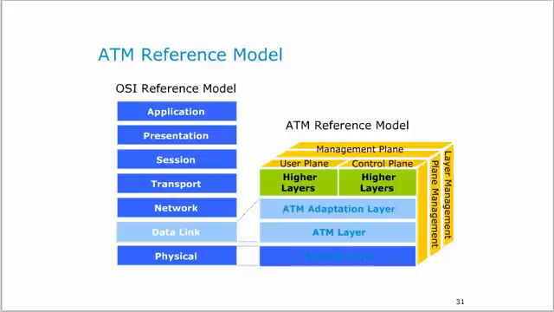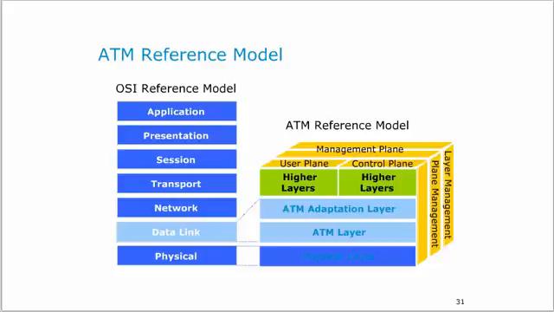AAL. The ATM adaptation layer, or AAL, is the interface between the higher layer protocols and the ATM layer. When relaying information it receives from the higher layers, the AAL segments the data into ATM cells. When relaying information it receives from the ATM layer, the AAL reassembles the payload into a format the higher layers can understand.